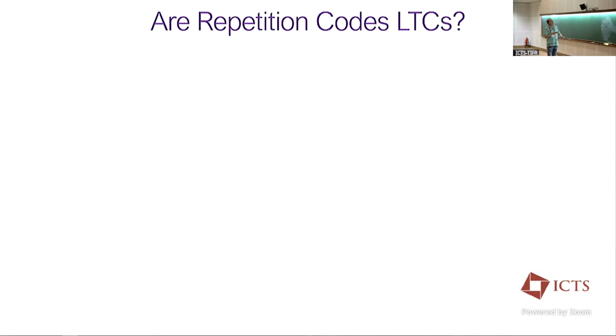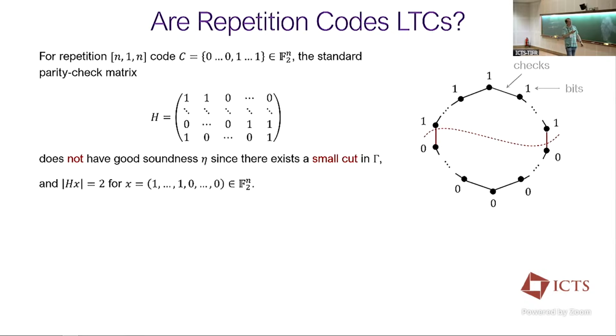Okay, but let us switch to some very simple examples. The natural question to ask is whether, for example, some very simple codes like repetition codes are locally testable. And who knows the answer? Is it locally testable or not? Of course, yes. But if you try to think about it in a very straightforward way, you can just start with a standard parity check matrix, and you can see that, in fact, this parity check matrix does not satisfy our definition.